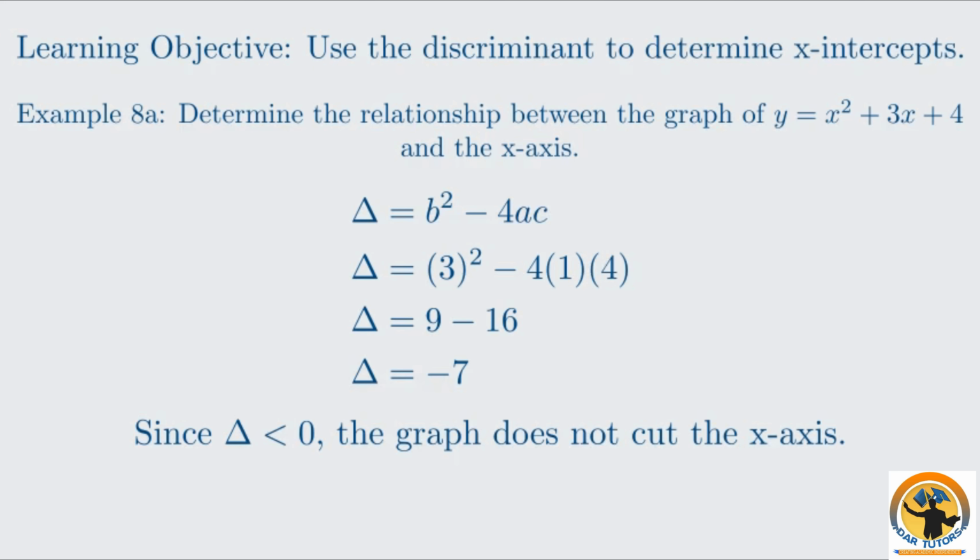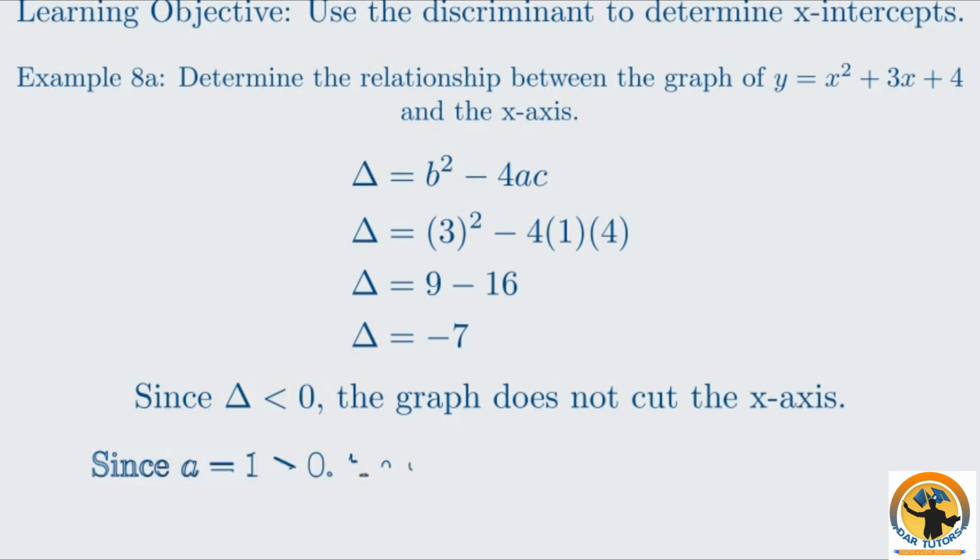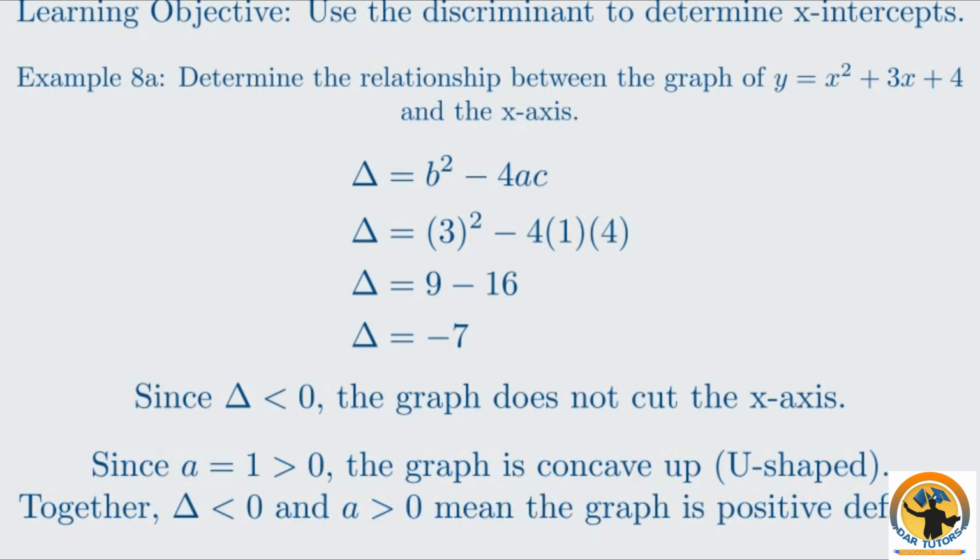To know which, we look at the coefficient a. Since a equals 1, which is positive, the parabola opens upwards. An upward opening parabola that doesn't touch the x-axis must lie entirely above it. We call such a quadratic positive definite. This means y is greater than 0 for all real values of x. So, we've analyzed the quadratic using only a and the discriminant to understand its position relative to the x-axis.